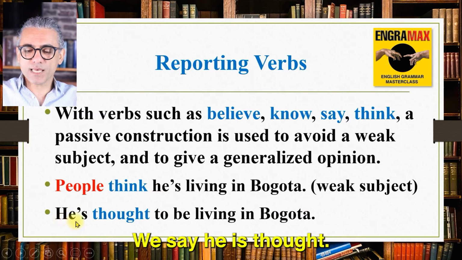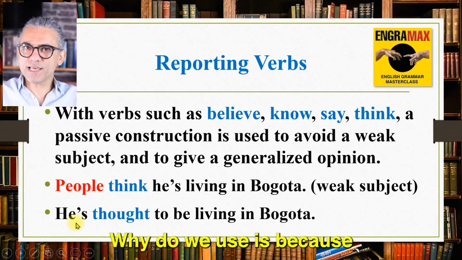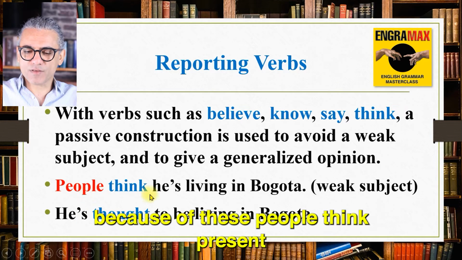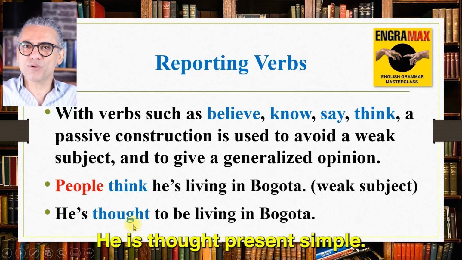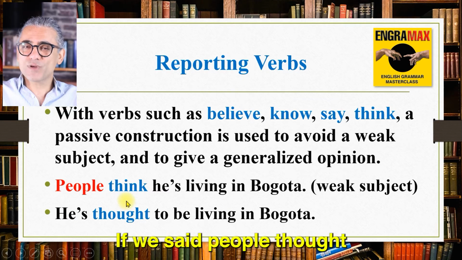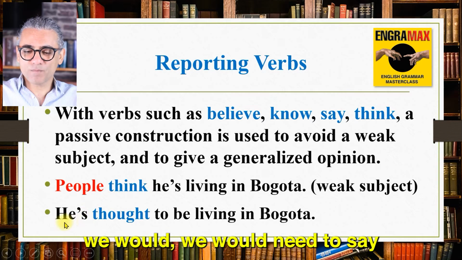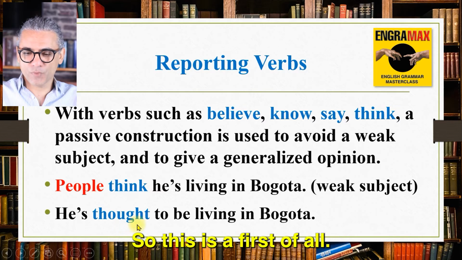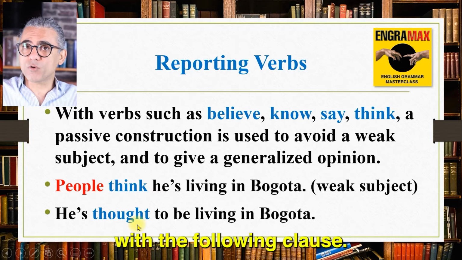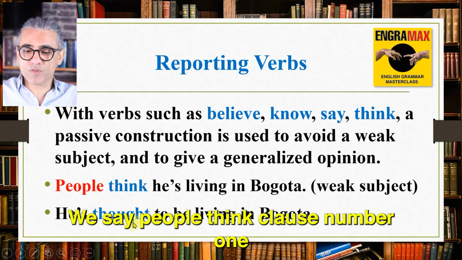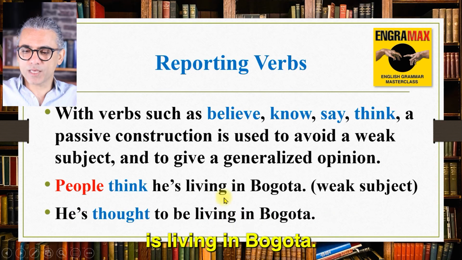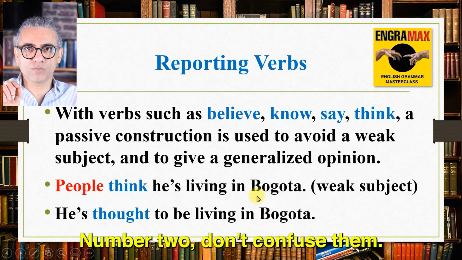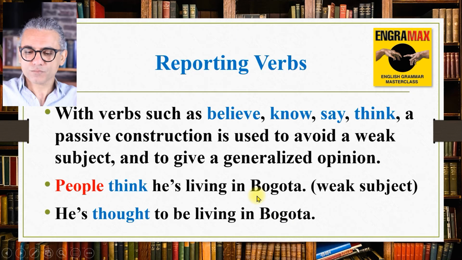We say, he is thought. Why do we use is? Because of this. People think, present simple. He is thought, present simple. If we said people thought, we would need to say he was thought. Okay, so this is the first part. Don't confuse it with the following clause. We have two clauses in here. We say people think, clause number 1. He is living in Bogota, clause number 2. Don't confuse them, all right?